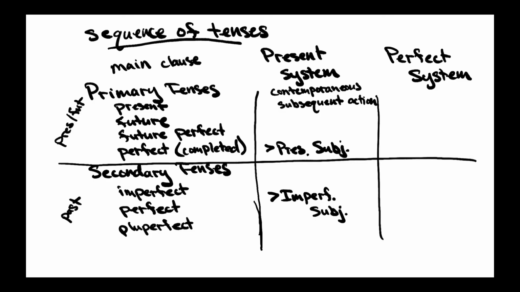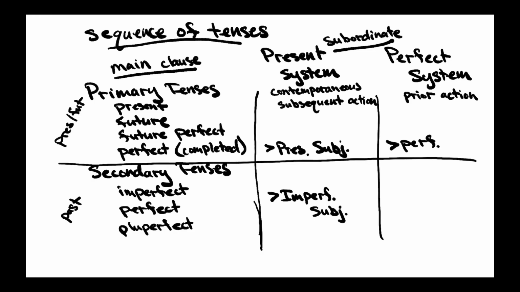If you want to show prior action, again, this is in the subordinate clause here. So this side is the main clause. This side is a subordinate clause. Okay. If you want to show prior action in the subordinate clause, something that happened previously, and you're dealing with a primary tense verb, one from the top of the list there, or the top half of the list, then you have to use a perfect subjunctive.